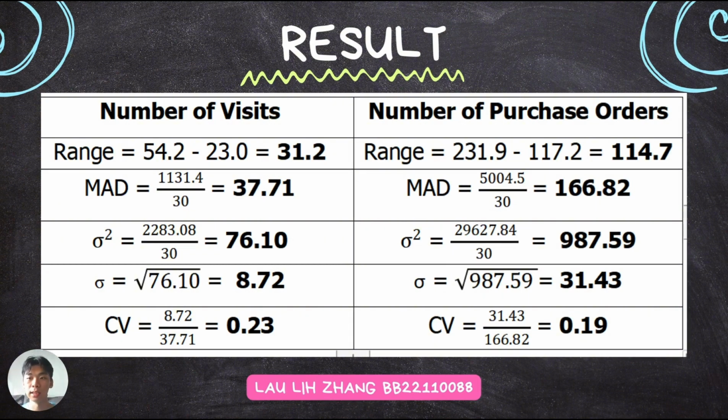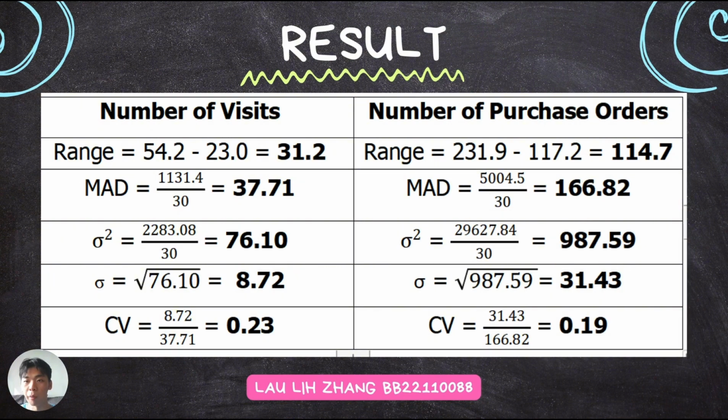First, range is equal to maximum number minus minimum number, where the results are 31.2 for number of visits and 114.7 for number of purchase orders. Mean absolute deviation is the sum of the absolute value of X minus mean, divided by N, where number of visits is 37.71 and number of purchase orders is 166.82.